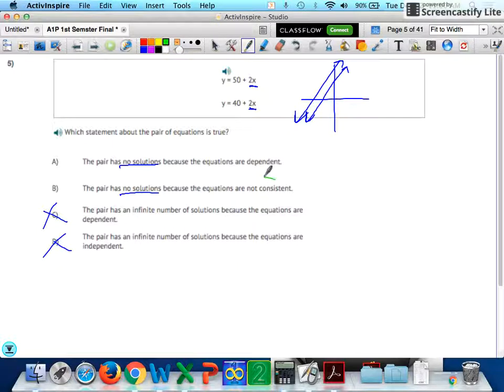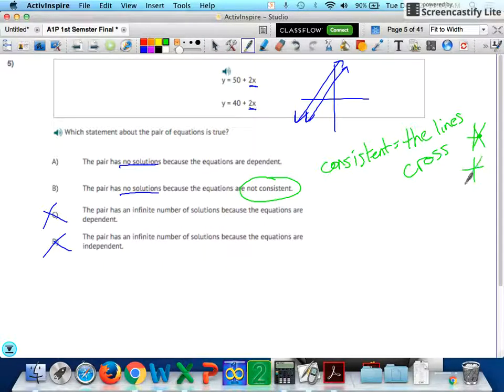Specifically, when we talk about consistent and non-consistent. From our definition, consistent meant that the lines cross. Now remember, that could be either that they intersect in one spot, or it could mean that they were the exact same line and intersect everywhere, but it means they're consistent. These are not consistent because they never are going to touch. They're never going to cross. They're never going to provide a solution. So our answer should have been B.